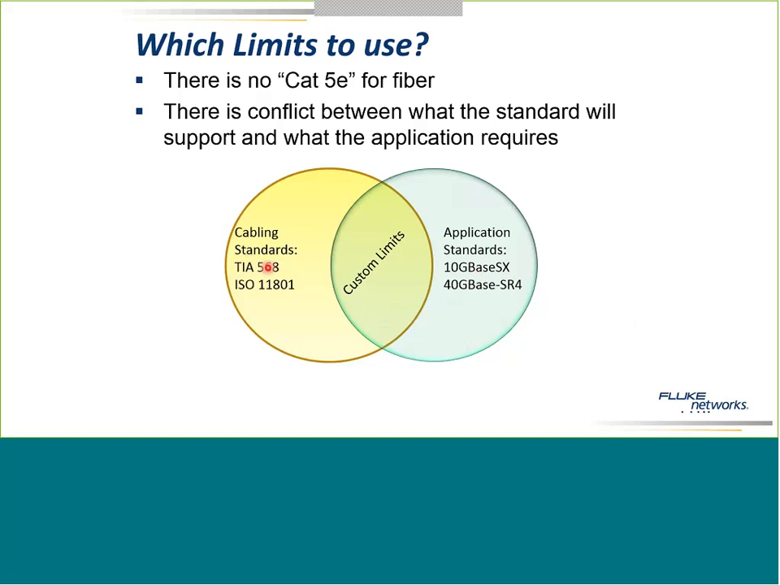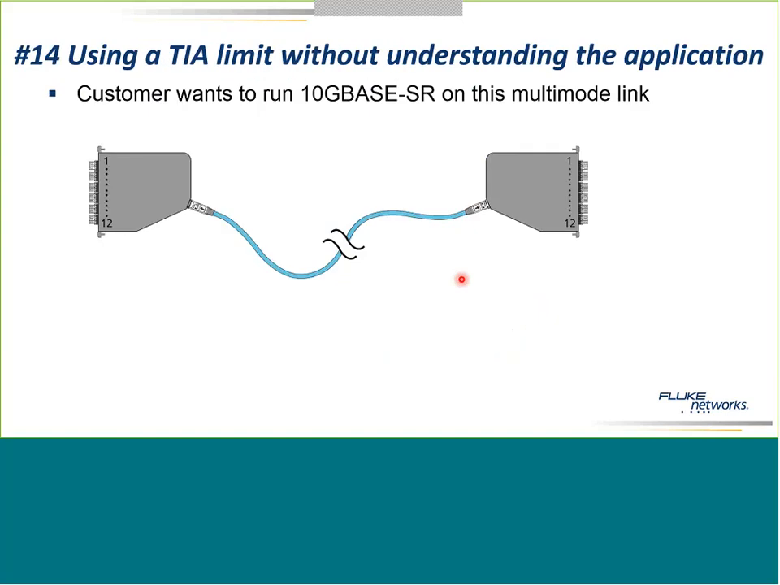I'll give you a real simple example here. The ANSI TIA 568.3-D gives us 2 kilometers of permitted distance, but 10 gig Ethernet isn't going to go over 300 meters. So in an ideal world, we're going to use a custom limit that takes into account components of the cabling standard. The more cable, the more connectors, the more splices we have, the more attenuation we should expect, but limited on the high end by these fixed application standards.